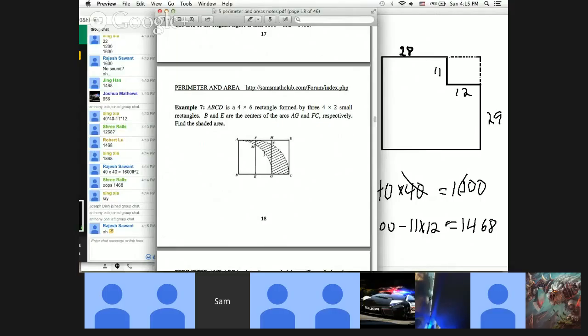ABCD is a 4 by 6 rectangle formed by three 4 by 2 small rectangles. And B and E are the centers of arc AG and FC. Find the shaded area.